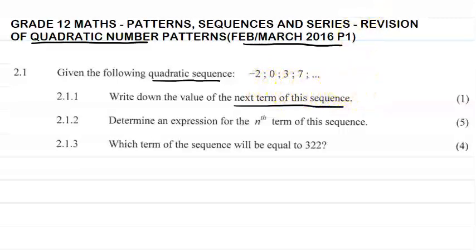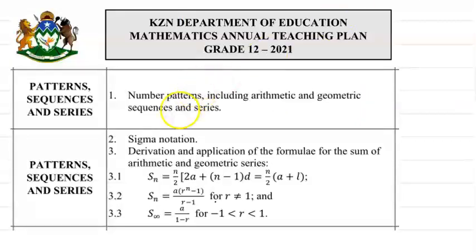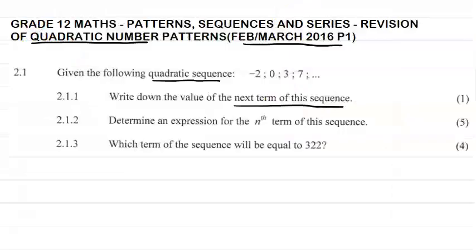Now if we quickly just look at the work schedule, it says patterns, sequences and series, and this is the most recent one, the 2021 work schedule. And under patterns, sequences and series, as you can see, it says that we need to look at arithmetic and geometric sequences and series. And the first thing that we have to look at as per our examination papers would be our quadratic sequences or number patterns. So let's get back to our question.